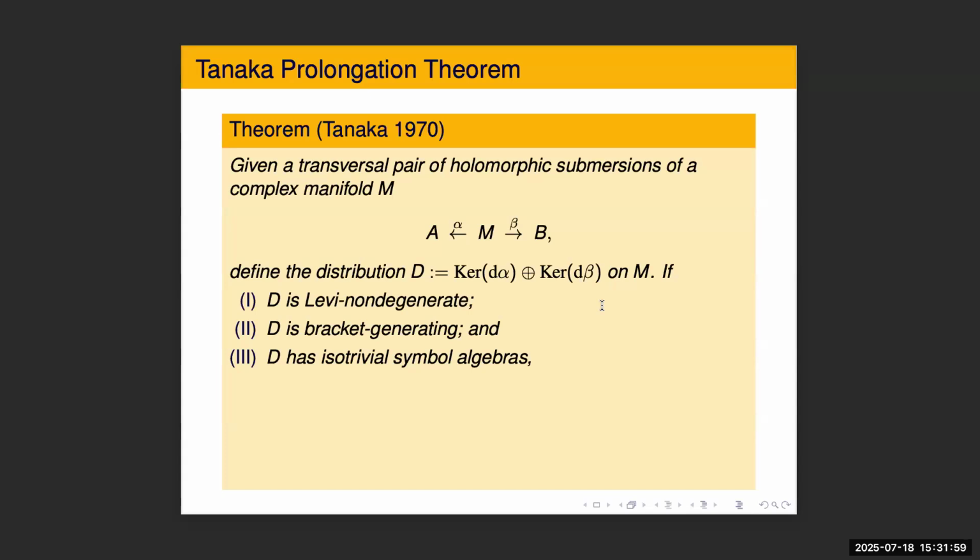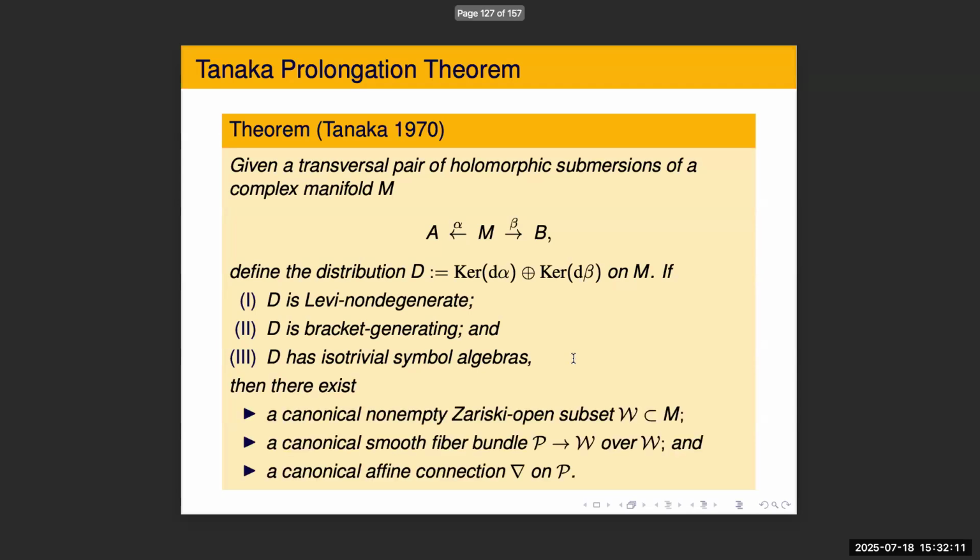Let's assume that this distribution D is Levy non-degenerate and bracket generating and has isotrivial symbol algebras. Then Tanaka proved that there is a canonical non-empty Zariski open subset on the manifold N with a canonical fiber bundle P and a canonical affine connection on this fiber space P.